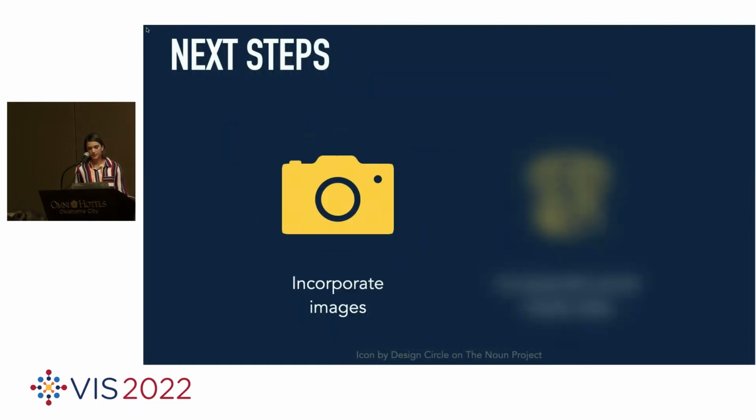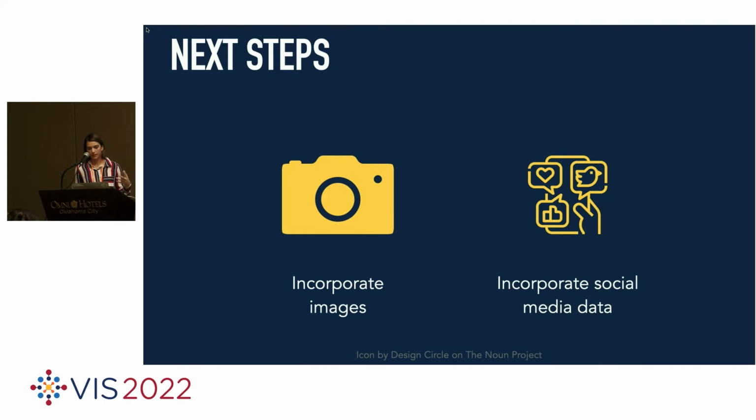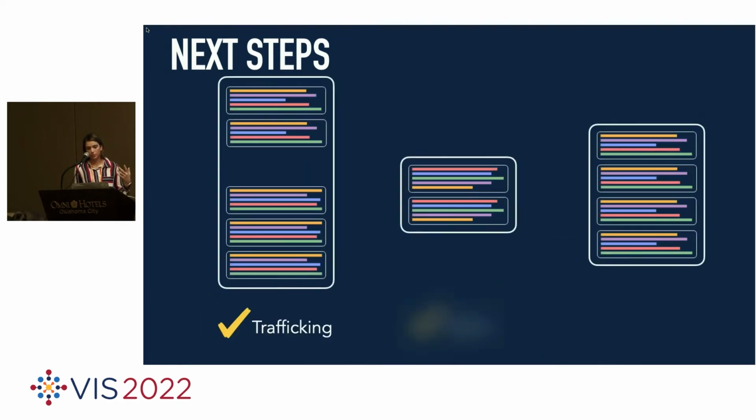So for next steps, we would like to incorporate more types of data, like images and social media data. And we would also like to label more of these metaclusters, like this, for example, trafficking, spam, and scam here, so we have more than just 10 metaclusters. And we're working with domain experts to do that.